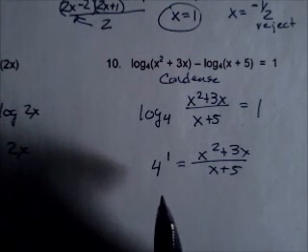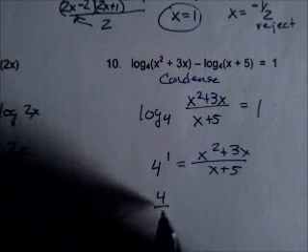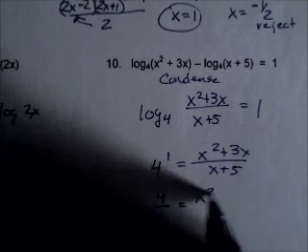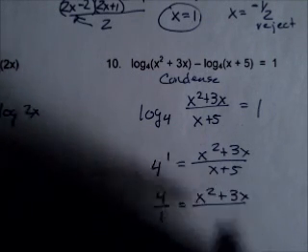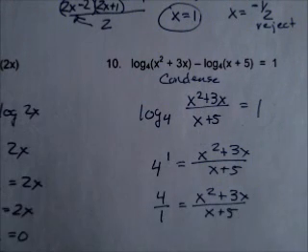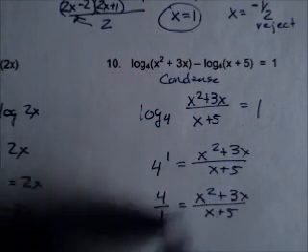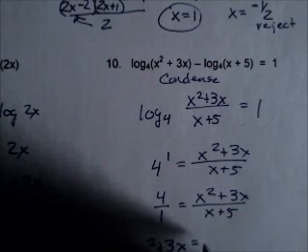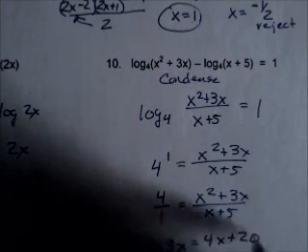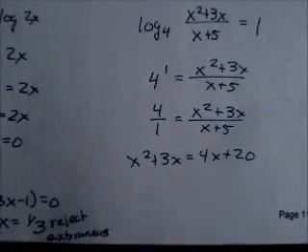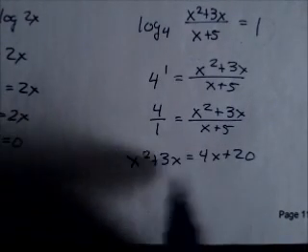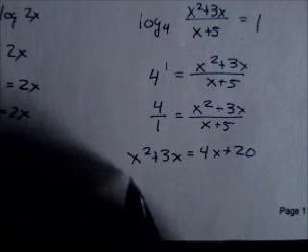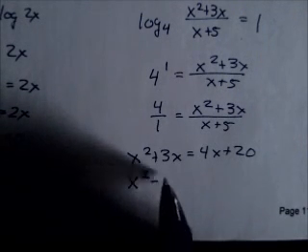4 to the first is 4. I'll express that as the fraction 4 over 1, setting us up for a proportion, right? So then we can cross multiply. So we have x squared plus 3x is equal to 4x plus 20. Subtract 4x and subtract 20. So we have our quadratic in standard form.